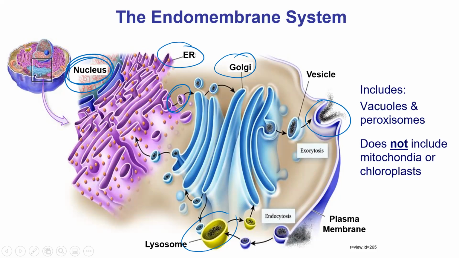So endo means within, okay? So these are the membranes within a cell. One thing to note, and we're going to come back to this in the next days, this does not include the mitochondria and chloroplast. Don't worry about them. We're not going to get to them until Monday. So that's next week's problem.